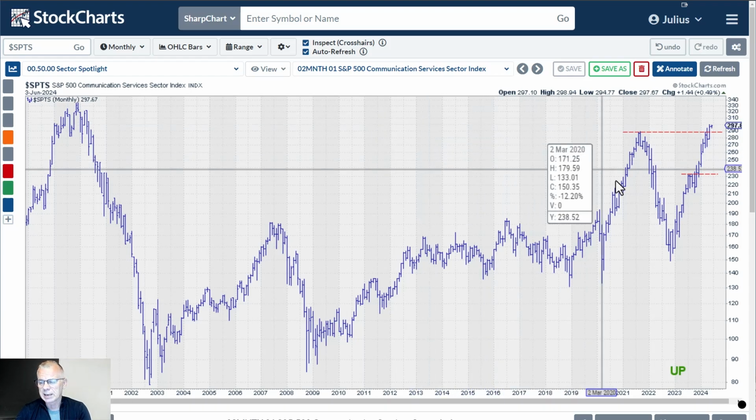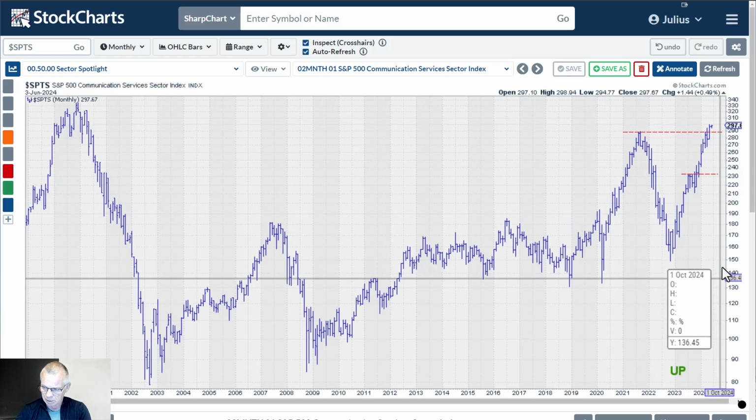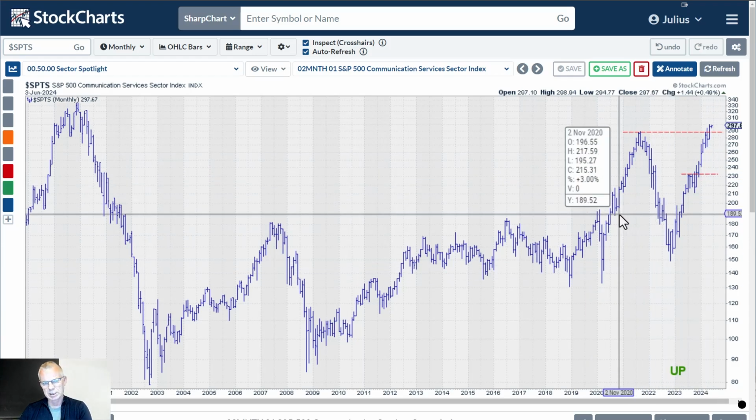And we're using a logarithmic scale, semi-log scale, as you can see here, because we're looking at really long-term data sets. And this gives you a better view of the percentage moves that we're making. It puts it all in a better perspective.